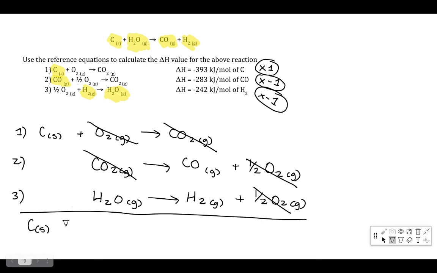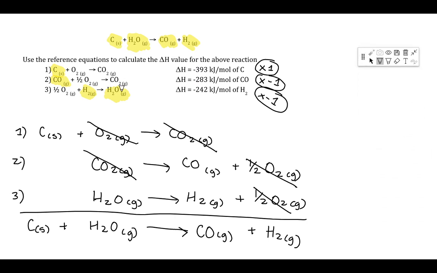So C plus H2O. Now the states are important. For all of the equations, I would recommend that you write the states every time. So carbon monoxide is the product, plus H2 is the other product. Now comparing this equation to my target equation, it is exactly the same. So I know that this is the correct setup. So what I'm going to do is apply these changes to the delta H values and then add it up to find the delta H of the target equation.